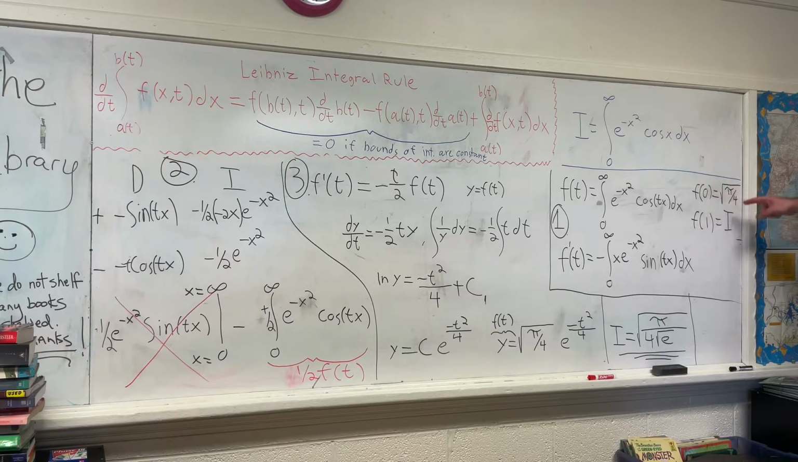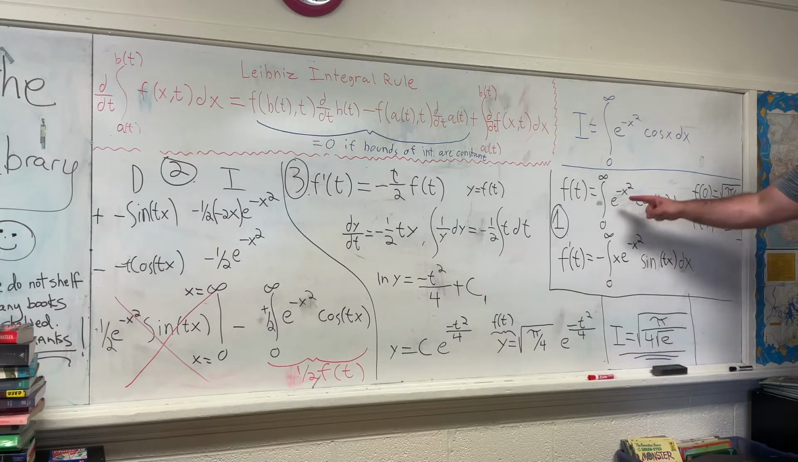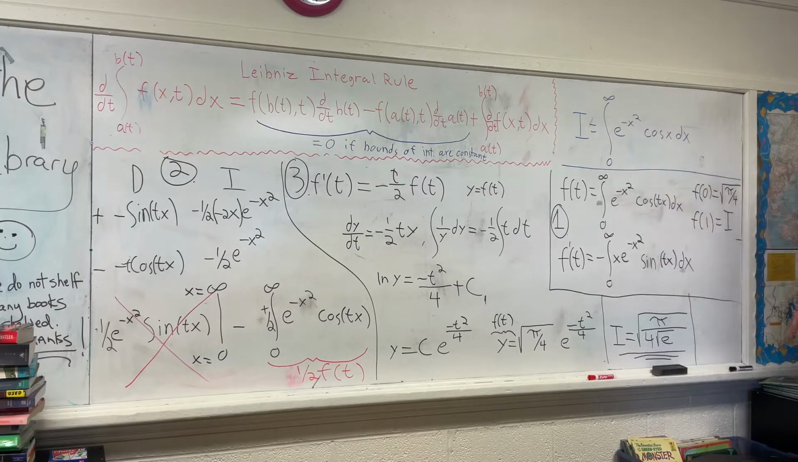Note that f of 0 is equal to the square root of pi over 4, because if you plug in 0 for t, you will get cosine of 0, which is 1, leaving you with nothing but the integral from 0 to infinity of e to the negative x squared dx. That's half the Gaussian integral, which is equal to the square root of pi over 2. So I just wrote that as the square root of pi over 4.